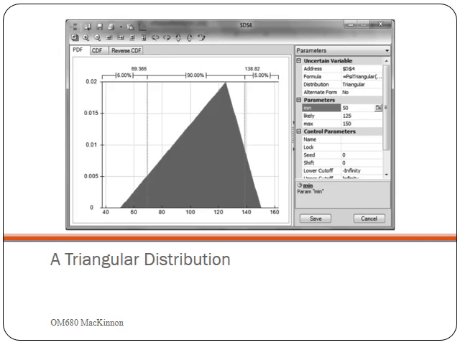Here we have the triangular distribution. Notice that it is not a symmetrical triangle. It can be, but in this case, it is not. If you look over here on the right, we have the three parameters, which are minimum, maximum, and the likely value. The likely value of 125 is closer to the maximum of 150 than it is to the minimum of 50. So it looks like it's leaning to the right because it is.